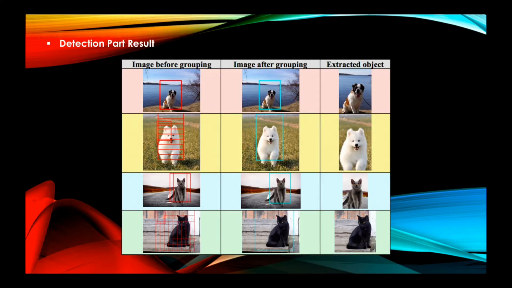Here is our detection result. The first column of the table is the result before grouping. You can see that there may be multiple rectangles. The second column is the result after grouping rectangles all together. And the third column contains the object that will be passed to our trained CNN for classification.